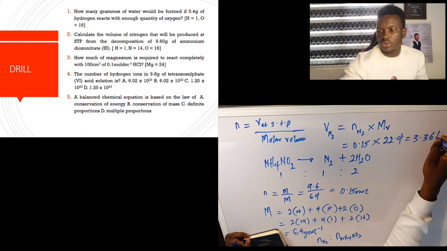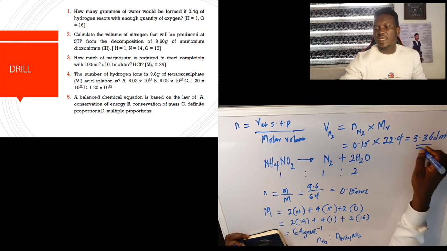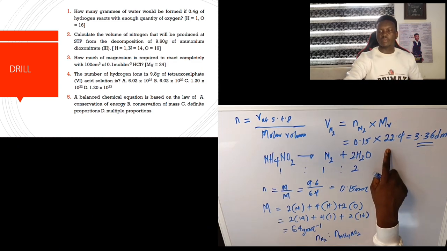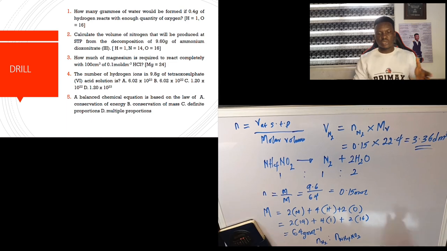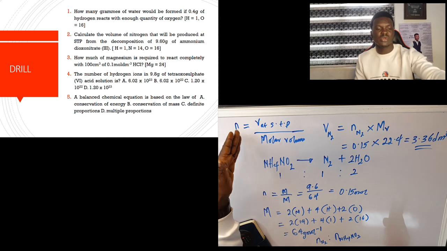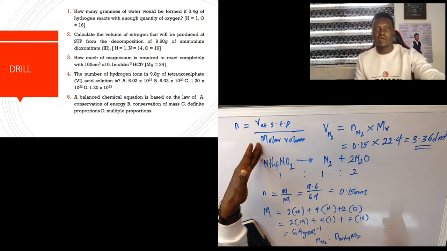Depending on your options, you can have your answer in cm cube or dm cube. If your option is in cm cube, then you multiply with 22,400. So this is how to do it. First, know where you are going. The question says calculate volume at STP. Then your brain should think: number of moles is equal to volume at STP over molar volume.